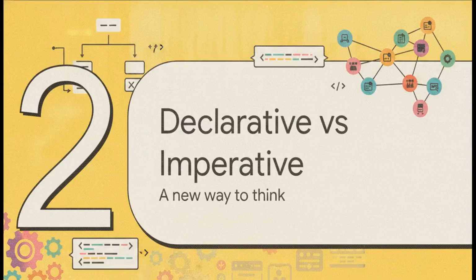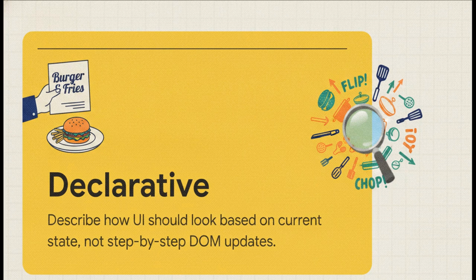Moving on to Section 2, Declarative versus Imperative Code. This is a whole new way to think about UI. The best way to think about declarative programming is like ordering a meal off a menu. You simply tell the waiter, hey, I want a burger and fries, and boom, it arrives. That's declarative. The old imperative way, using vanilla JavaScript, was like micromanaging the chef step by step in the kitchen. Take out the beef, form a patty, turn on the grill, flip it after 3 minutes. It's exhausting and it's super prone to errors. React lets you skip all that and just describe the final state you actually want.